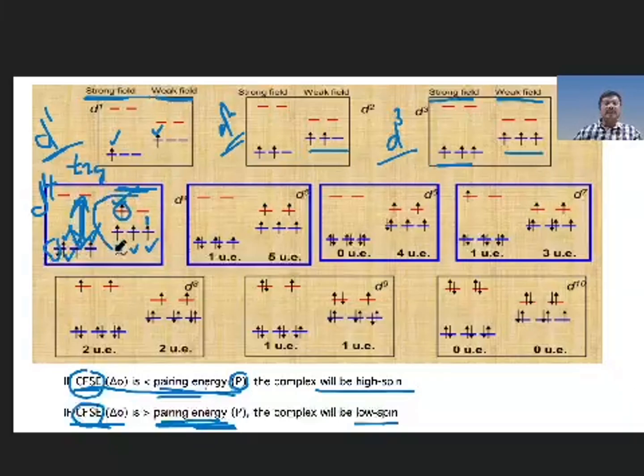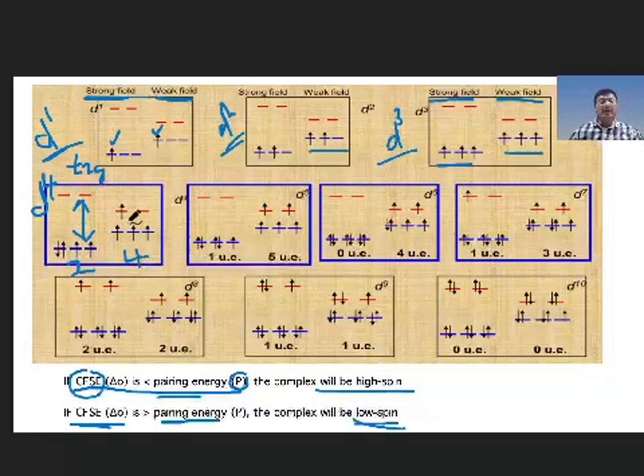That's why it is called a high spin compound. That means the number of unpaired electrons is more. And in the case of this one, the number of unpaired electrons is only 2. So when you come to this electronic configuration, the number of unpaired electrons is only 2. That's why it is a low spin compound. In the case of this one, the number of unpaired electrons is four, a high spin compound.